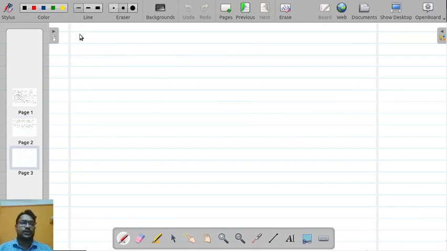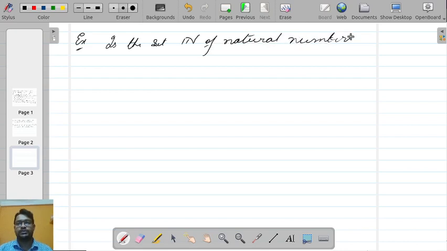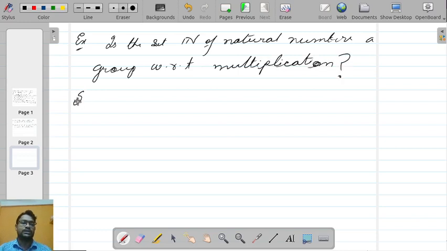So let us try another exercise. Suppose your question is something like this: is the set N of natural numbers a group with respect to multiplication? This type of one mark question can come in exams, so you just have to justify your answer.